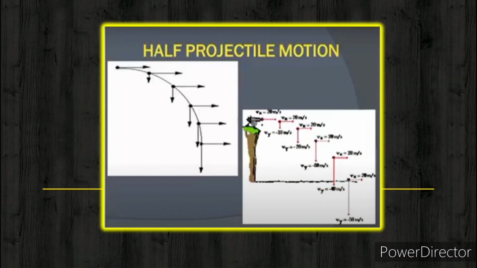Ito ang example ng half projectile motion natin. Kung titignan nyo, nanggaling siya sa taas, or sa ating vertical axis. Kunwari, may tao sa taas, ihuhulog niya ang bato pababa. Yun ang tinatawag nating half projectile motion. Kasi nanggaling siya sa taas, falls, wala siyang angle. Half projectile motion siya.